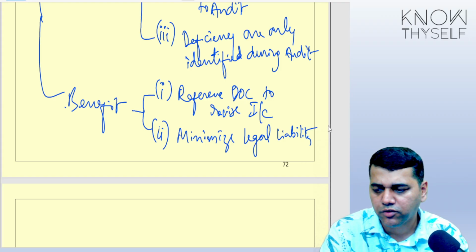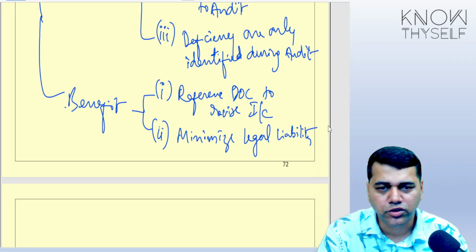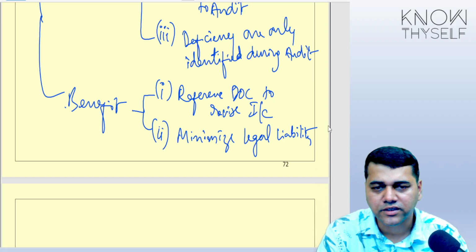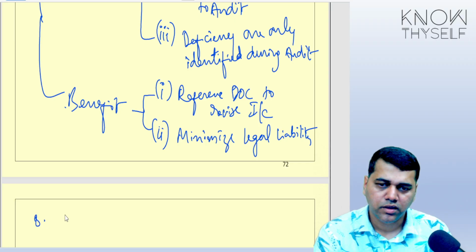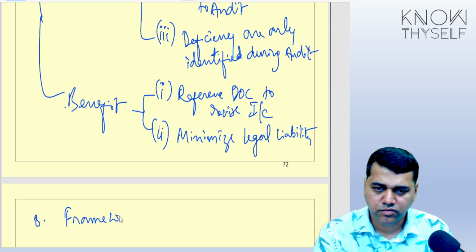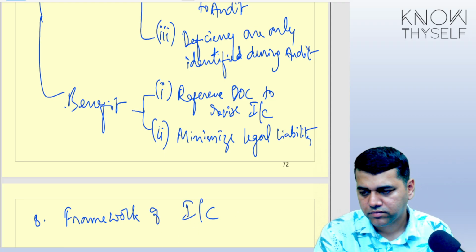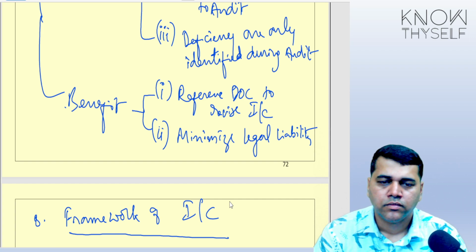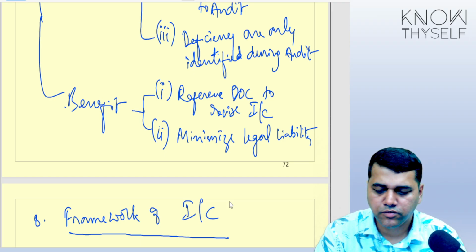This is what you need to understand. So any question will be revolving within this particular thing. SA 330, you need not make any note here because there are no questions on this SA 330. It's the last thing we can write here: frameworks of internal control.